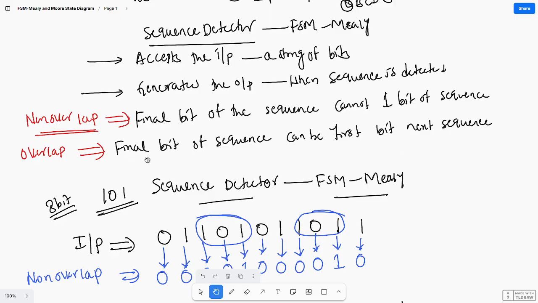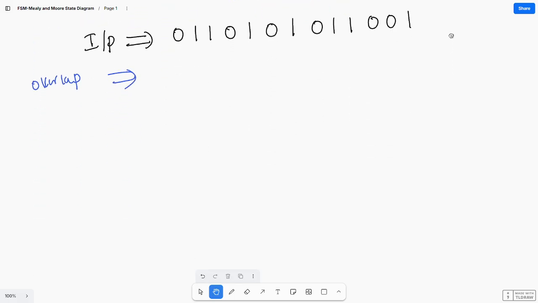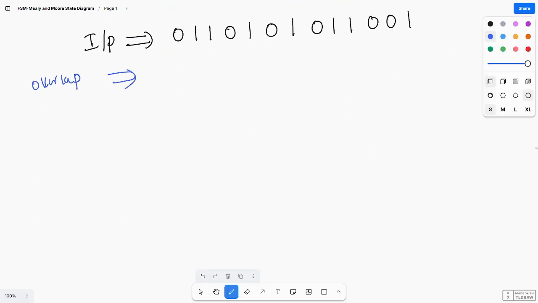Okay, so the final bit of the sequence can be the first bit of the next sequence. So that means here I am checking for the sequence 101. I am checking for this sequence. So this is 0 only, and this is 0 and 0 1. 0 double 1 means I didn't get the sequence. So here the output is 0 only.